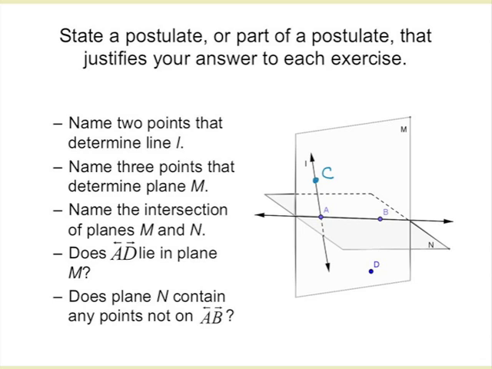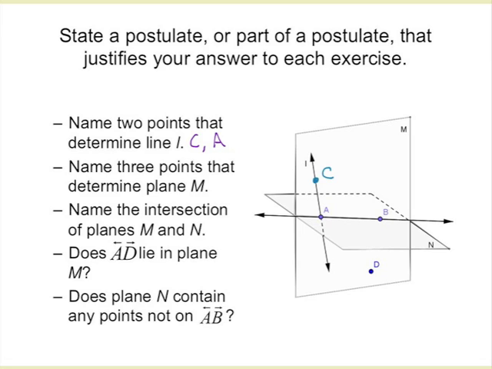So our first question says, name 2 points that determine line L. So we have line L in the picture. We need to name 2 points that would make up line L. So that would be point C and point A. They make up line L. There's a lot of other points there too, but they're not named. So point C and point A together would make up line L.